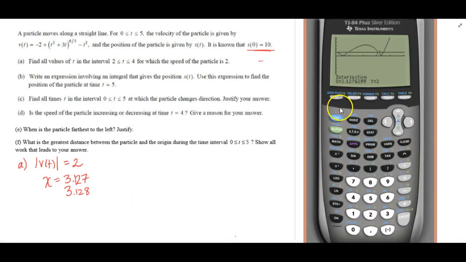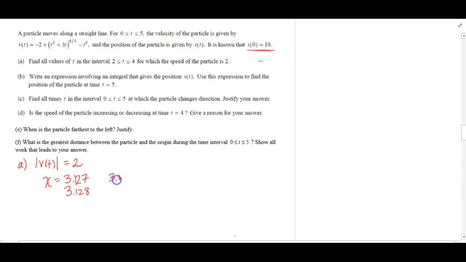So that was one point of intersection, and then we have to go to second, calc, 5 for intersect, and move ourselves over to the other point of intersection, again strictly between 2 and 4, so that's why we only care about these two. Enter, enter, enter. So 3.473, and even if we round it, it's still 3.473. Remember, we have to go to at least the thousandths place, 3 places past the decimal. So these are my two values, again between 2 and 4.